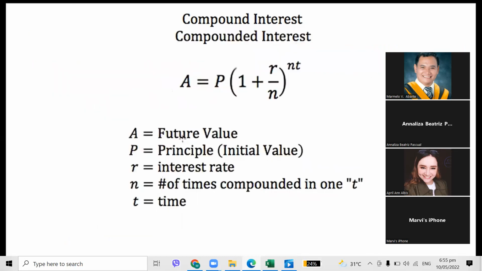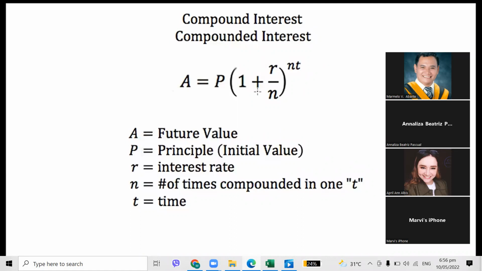Our compound interest formula looks like this. Here we have A is equal to P times 1 plus R over N to the NT power. A is our future value, or the final amount in our account, or on our loan. P is still our principal. This is our initial investment. R is the interest rate, as usual. N here is the number of times we compound in 1 T.